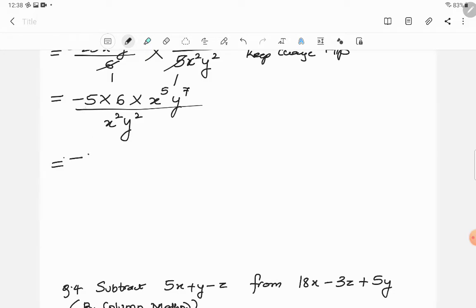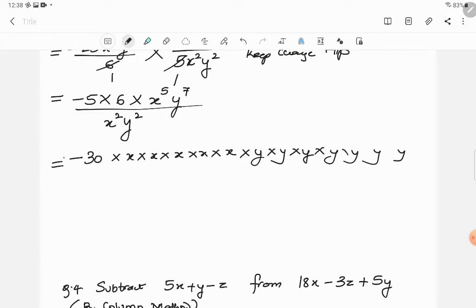Minus 5 into 6, 30. X written 5 times: x multiplied by x multiplied by x, and so on for the 5 times. And then y 7 times: 1, 2, 3, 4, 5, 6 and 7. Can you see that? 7 times y, 5 times x: 1, 2, 3, 4, 5. Entirely divided by, so this is the expansion way. X square means x into x, y square means y into y.